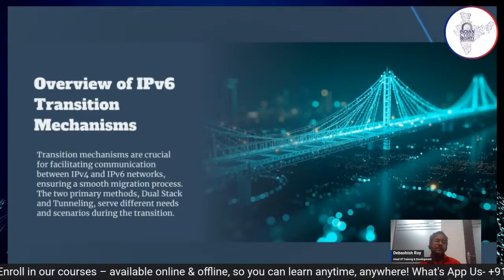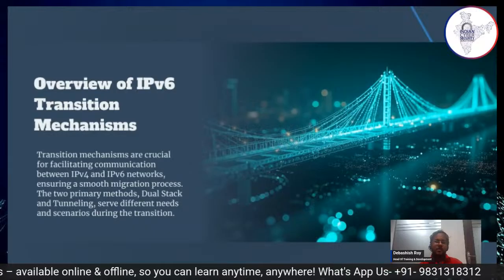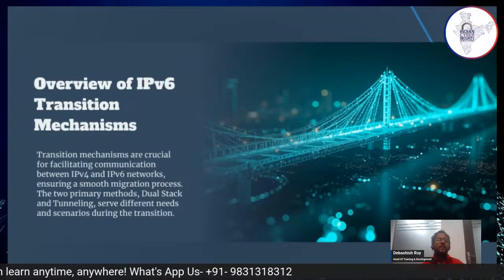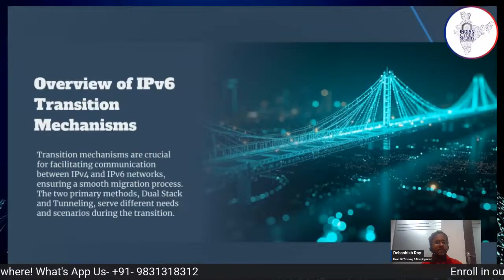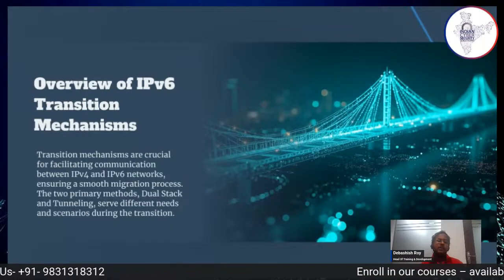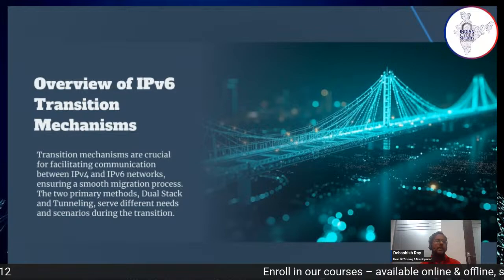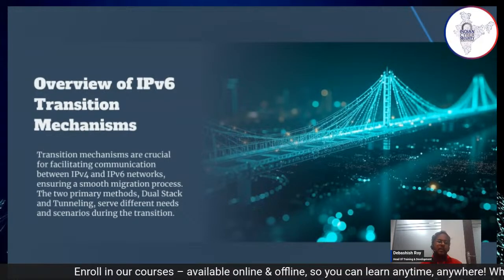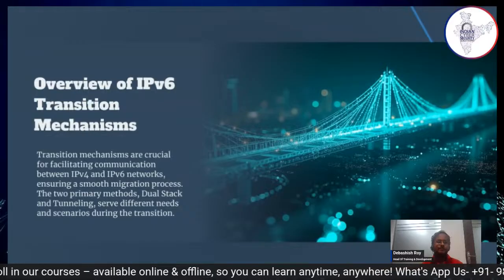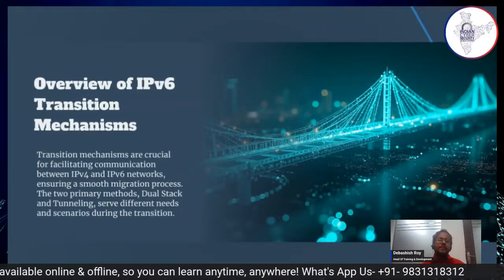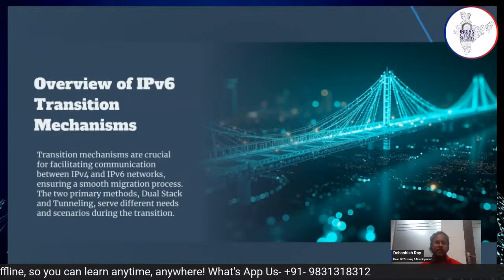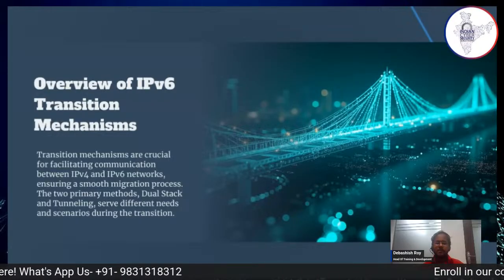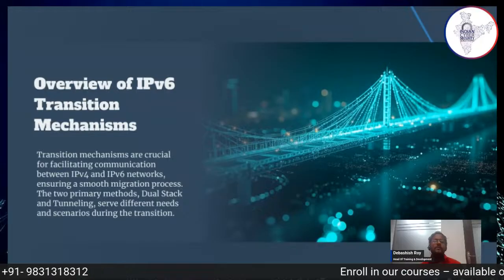Then comes the IPv6 transition mechanisms. Transitions are crucial for facilitating communication between IPv4 and IPv6 networks. It is like the bridging I was telling you about, where you have IPv4 on one side and IPv6 on the other side. There may be another case, where you have IPv6 on both sides, like the customers having IPv6 on both sides, but in between the ISP is not having that. They still have IPv4 networks. It is like that. So this is for a smooth migration process.